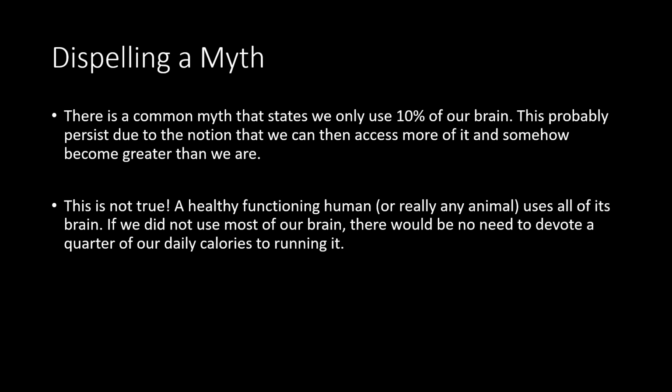One last thing I wanted to talk about in this portion of the lecture is dispelling a very common myth around the brain. There is this common thing that states that we only use 10% of our brains. And this probably persists due to the idea that if we can somehow access more of our brain, we can somehow increase our performance in some way or become greater than we are. You see this in movies and stories all the time, or even in a lot of ultimately scam self-help ideas that teach you how to unlock greater potential in your brain. This is not true. A healthy functioning human being, or any animal with a brain, uses all of its brain. I'll repeat this again. All of us who are healthy functioning humans use the entirety of our brain.